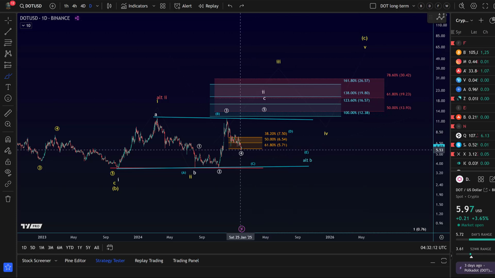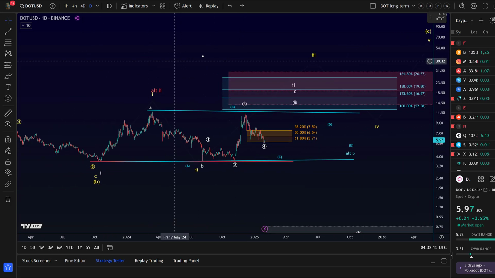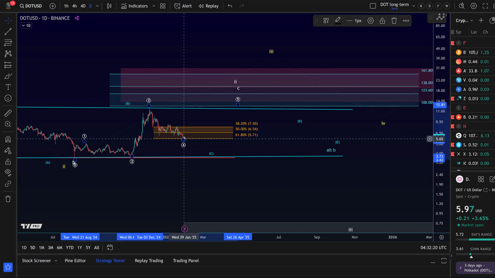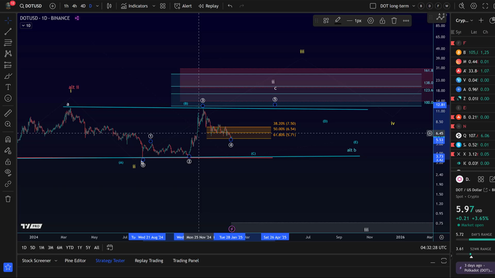Now, the white scenario will become far less likely if the price goes down any further, because this would be too deep for a fourth wave. But we are pretty much exactly where the buyers should step in to save the white scenario. So this is going to be the focus over the coming trading sessions. That's the update about DOT.